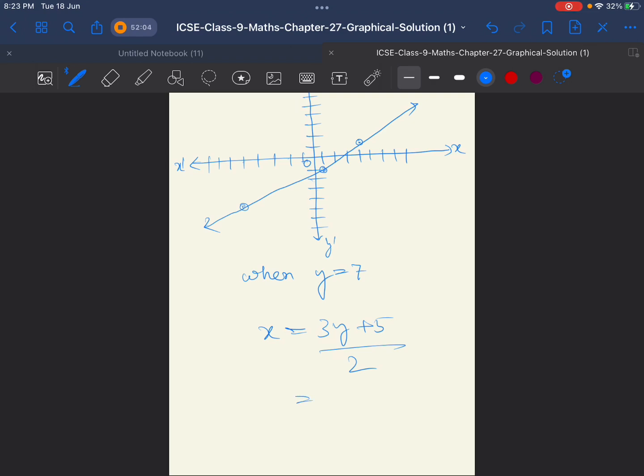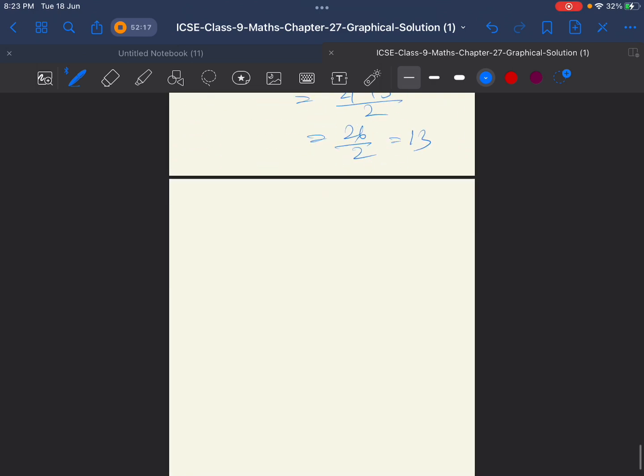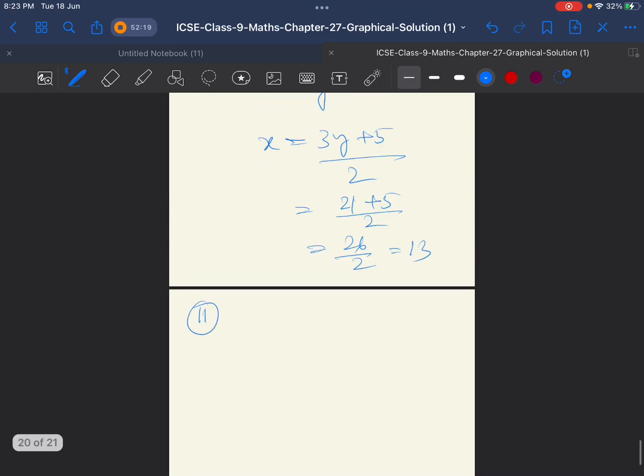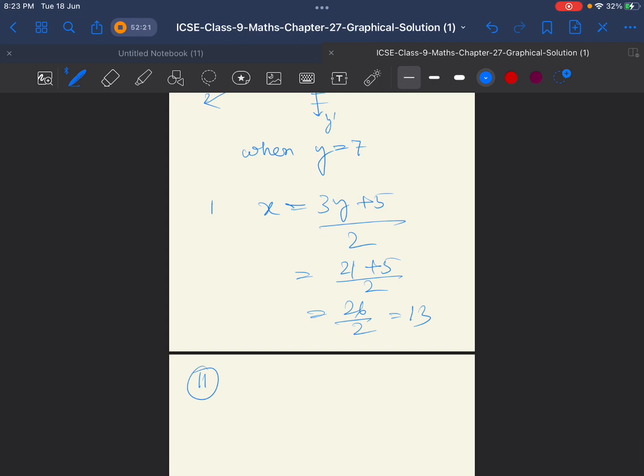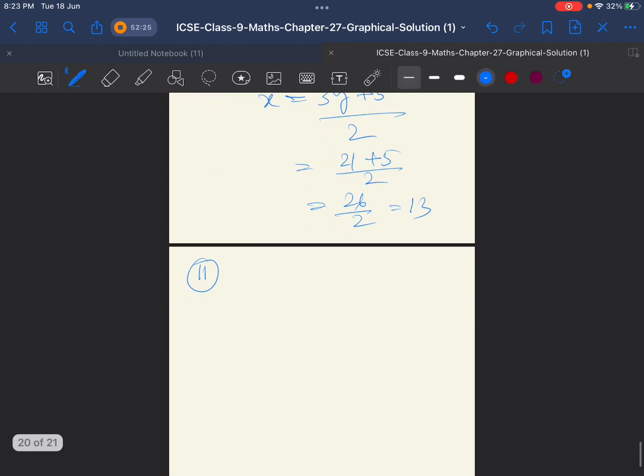This is equation 2. Okay, so we substitute the value y equals 7 in equation 2. So we get 3 into 7, 21 plus 5 by 2, 26 by 2, 13. Okay, when y equals 7, x equals 13.